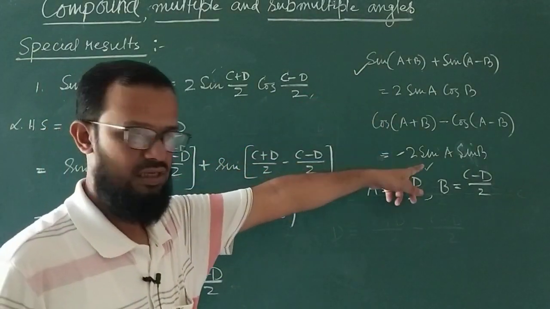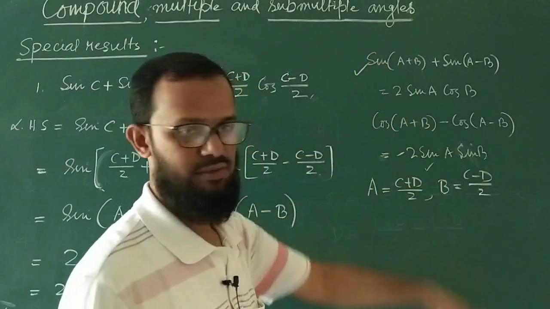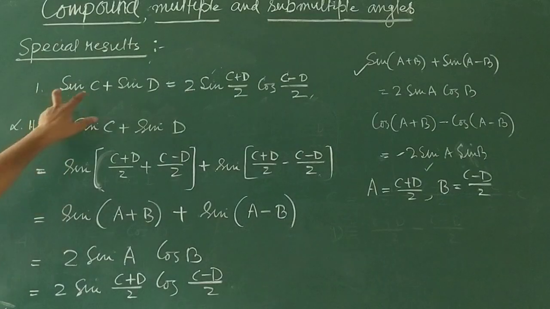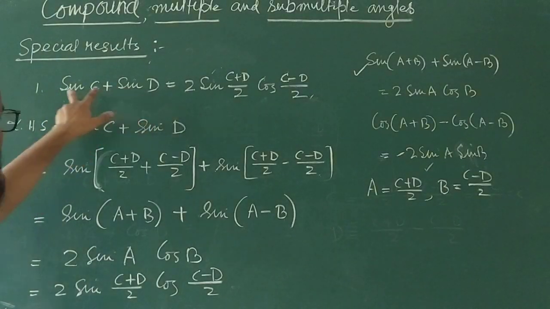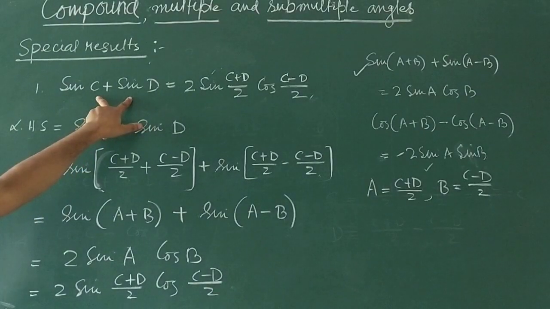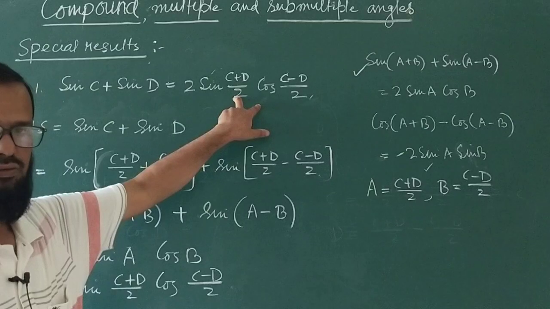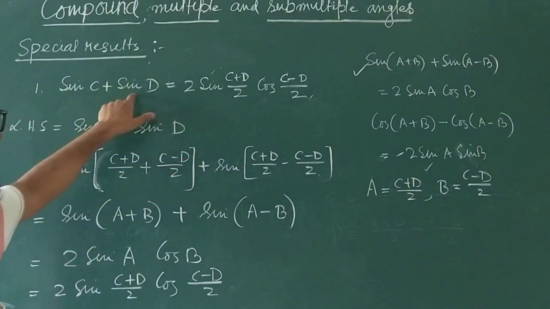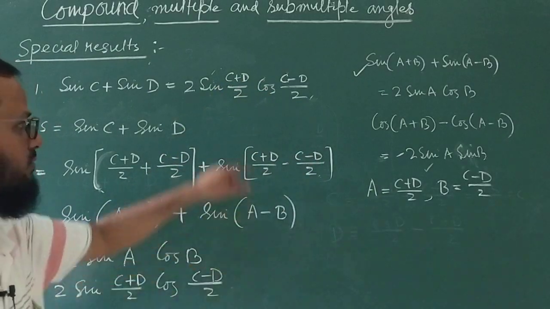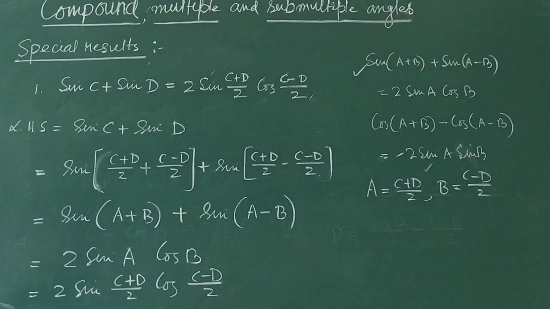In the last class I told you that these formulas are very important. In questions, whenever this type of expression comes, we will use such a formula. We will write sin C plus sin D, starting with sin and by cos. The first angle is the sum of the angles divided by 2. What is the second angle? The difference of the angles divided by 2.